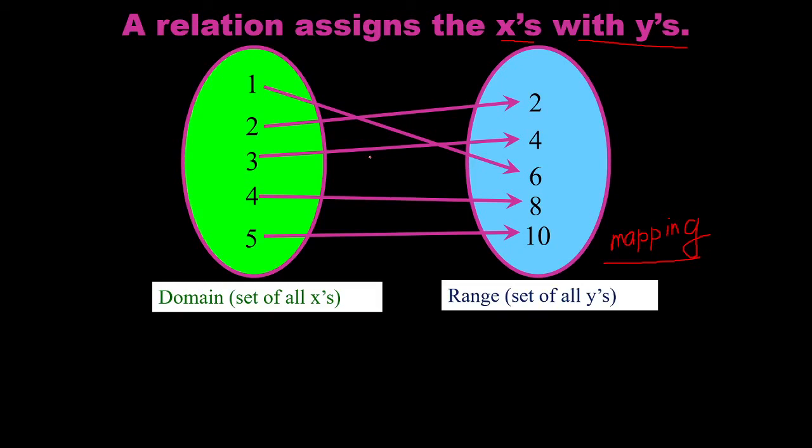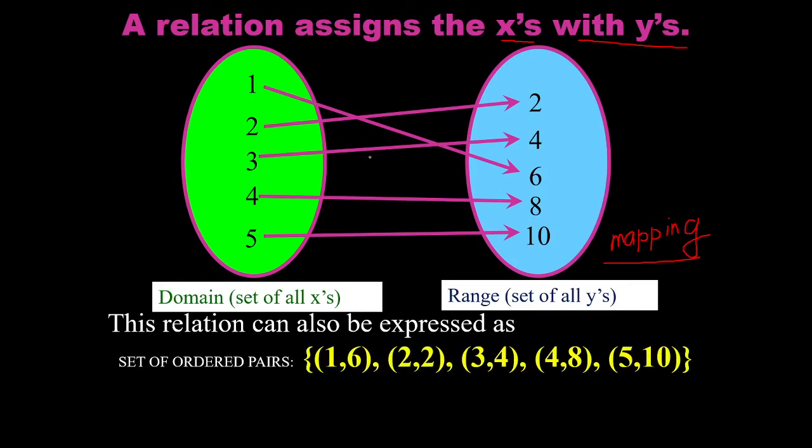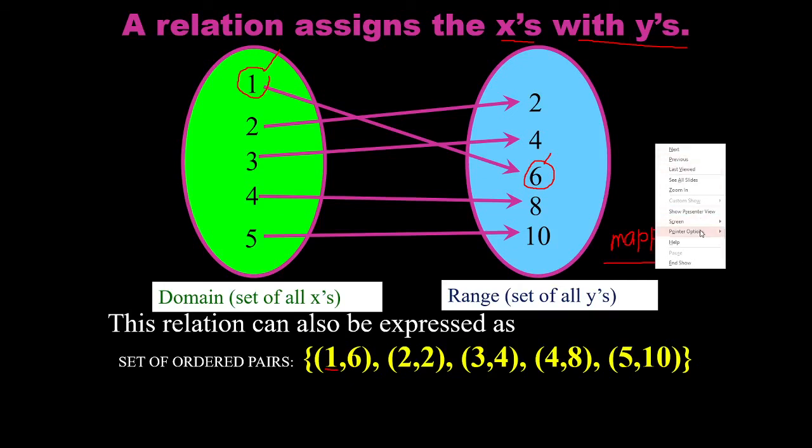Now, another way of expressing is this. This relation can also be expressed as a set of ordered pairs. Look at this one. I paired 1 with 6. So the x value is 1 here, and the y value is 6. Same thing with the other mappings that we have a while ago. So I'm gonna change the color first.